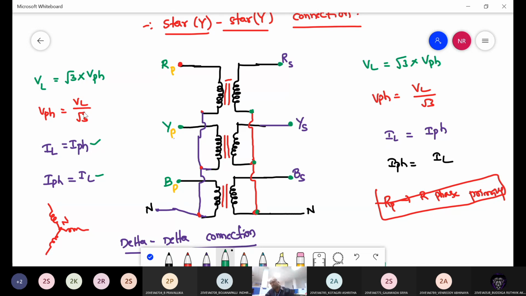Same formula, same thing is applicable in that secondary side. So that is I phase is equal to IL, IL is equal to I phase. Voltage difference. This is the star and star connection.